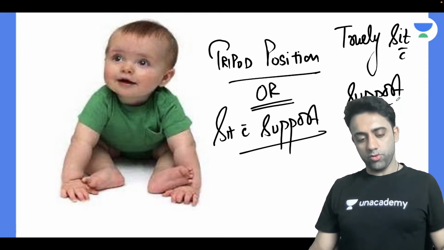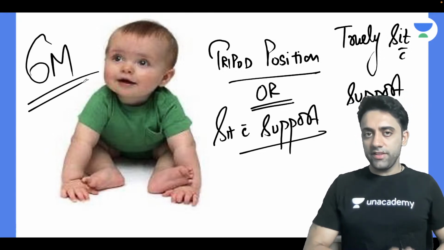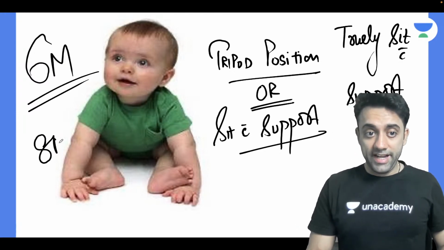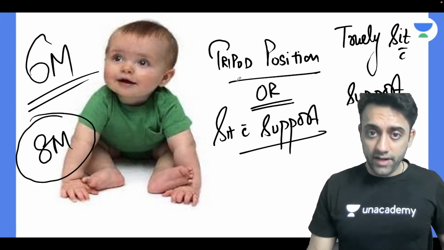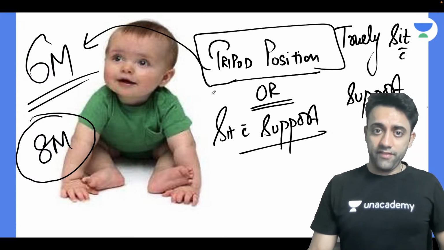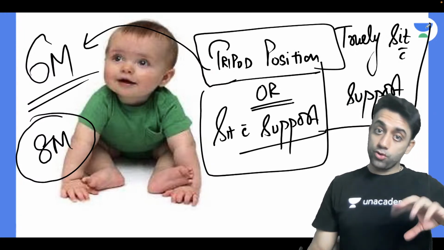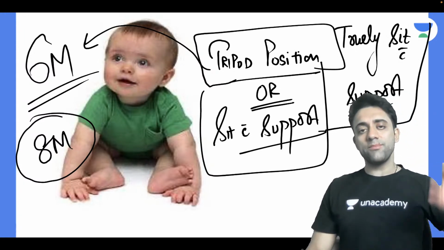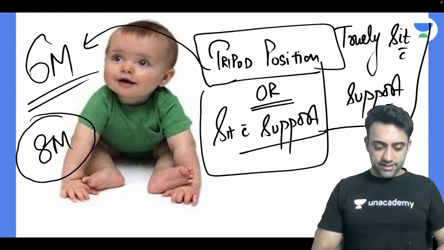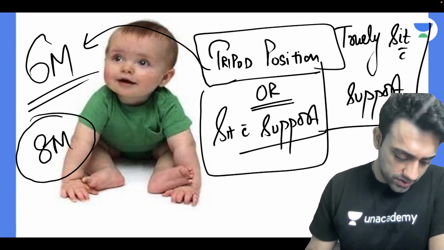Sitting with support comes by 6 months, and sitting without support comes by 8 months. Remember, if I ask when can a baby sit in tripod position, the answer is 6 months. When can a baby sit with support? The answer is 6 months. Sitting with support comes by 6 months, and sitting without support comes by 8 months. Okay, last question.